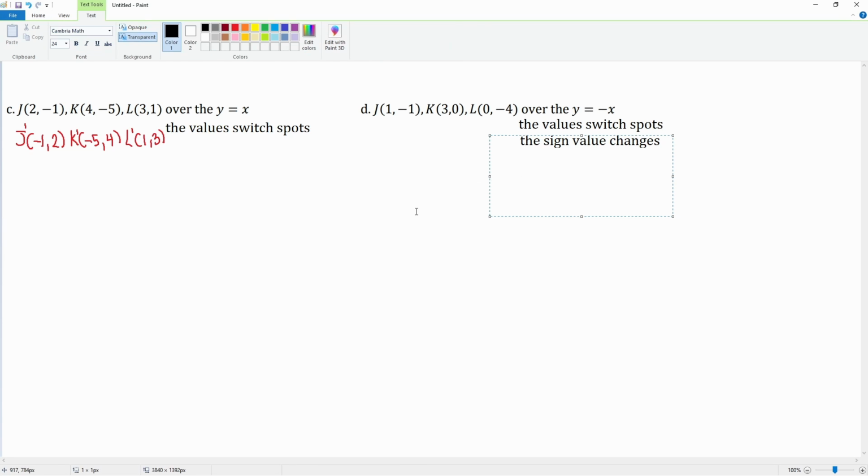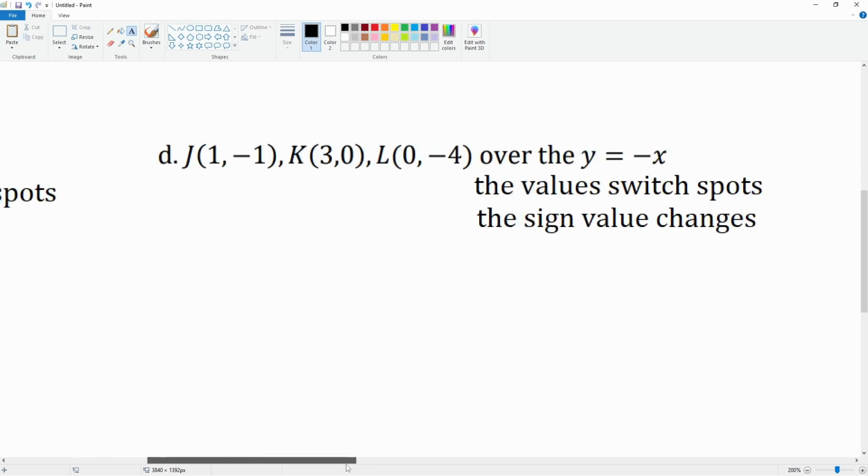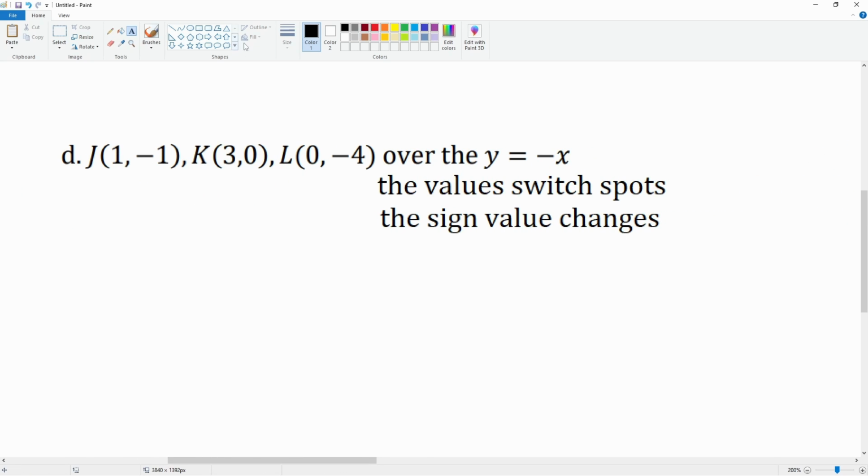So let me show you here. The J becomes J prime. We switch spots, so let me switch spots first. Now the value changes. So this negative goes away. This was a positive, so it becomes a negative. So that's the new point.